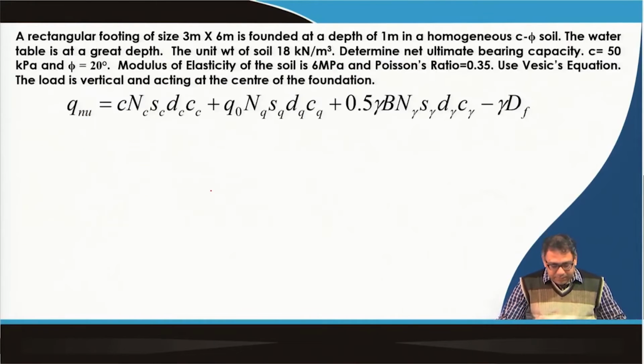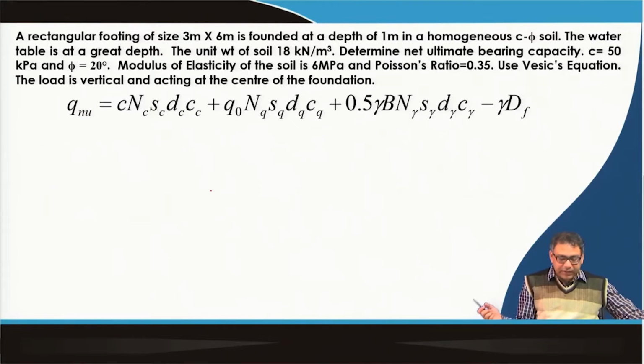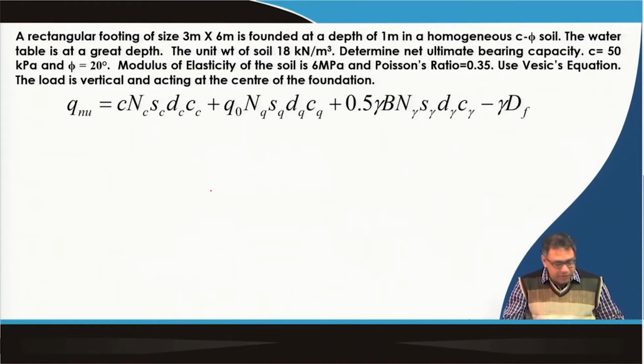So, that example problem is: given a similar rectangular footing of size 3 meter by 6 meter, placed at a depth of 1 meter in a homogeneous soil. The water table is at a great depth. The unit weight of the soil is 18 kilonewton per meter cube. Determine the net ultimate bearing capacity when C is equal to 50 kPa, phi equal to 20 degree.